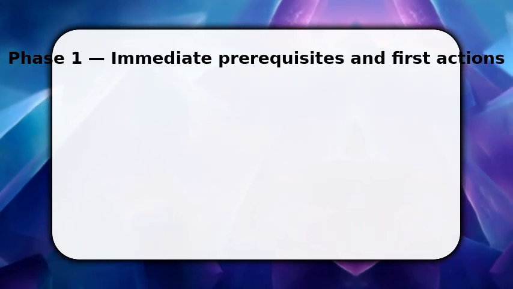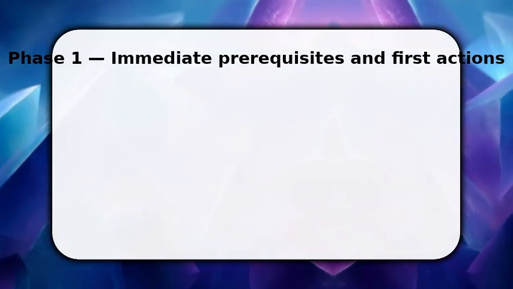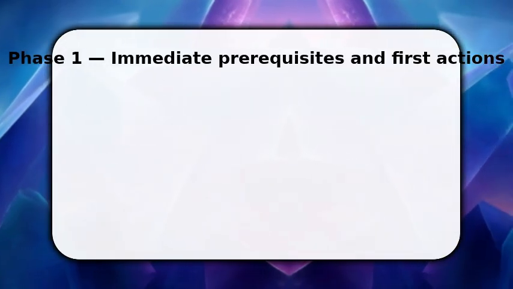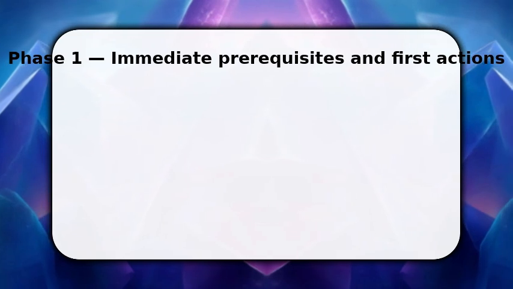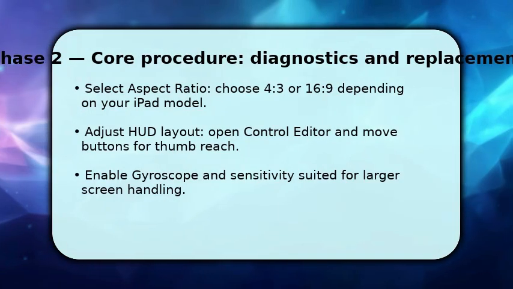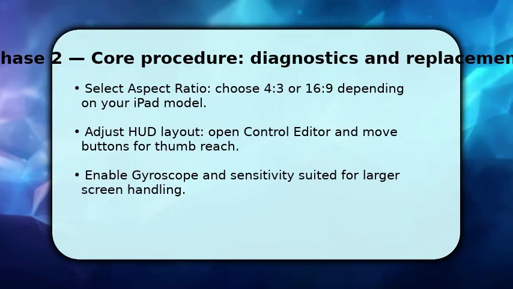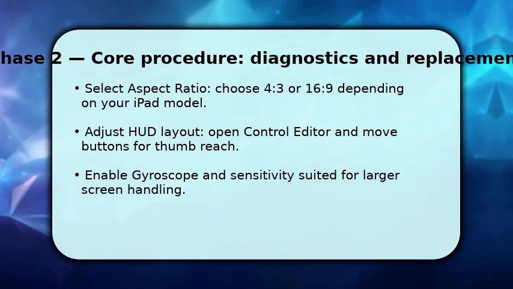Next, adjust HUD scale slightly smaller so controls aren't cramped on the wider iPad view. These first steps get the app ready to show an optimized tablet layout. Now you refine the actual iPad view. In Display, pick the aspect ratio that matches your iPad; that fixes stretched UI elements.